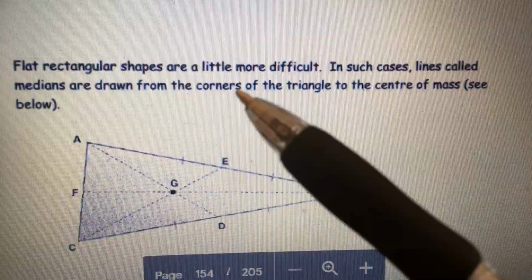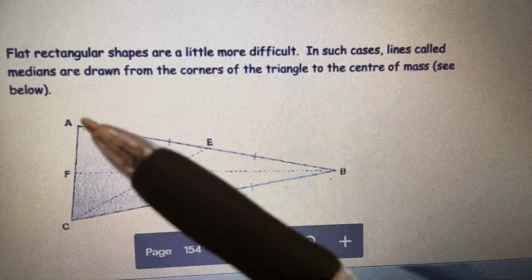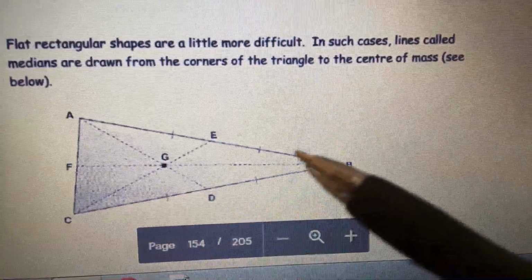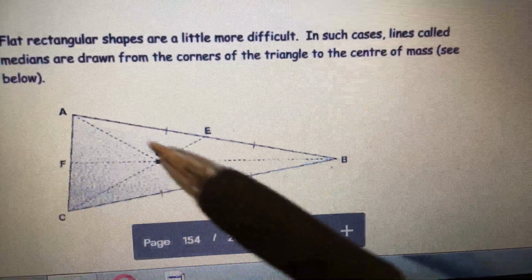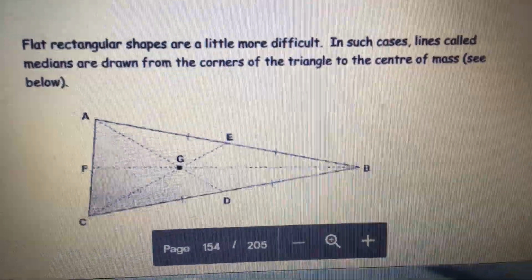Now, this should say flat triangular shapes. Flat triangular shapes are a little more difficult. In such cases, lines called medians are drawn from the corners of the triangle to the centre of mass. So if you draw a line from each corner to the other side, the point where the lines meet is that object's centre of gravity. It's just another way of working that out.